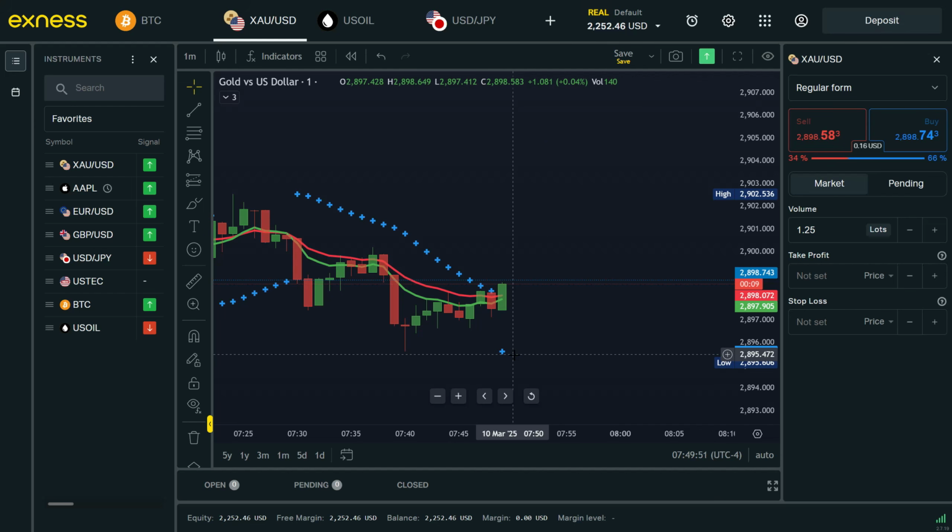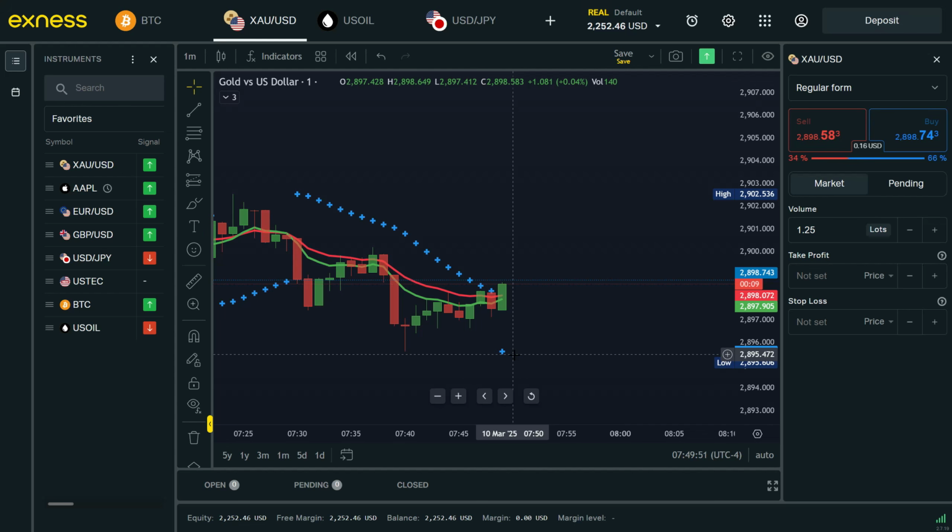All right, let's take a closer look at the chart. As you can see, the Parabolic SAR has formed below the price, which is a strong indication that the market is likely to move in an upward direction. This is a classic signal that buyers are stepping in and the momentum is shifting in favor of the bulls.